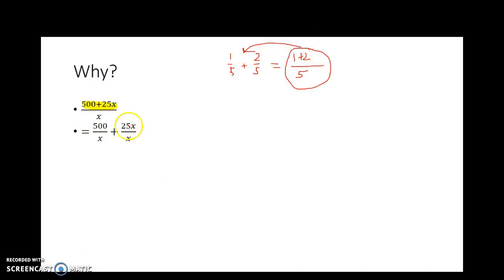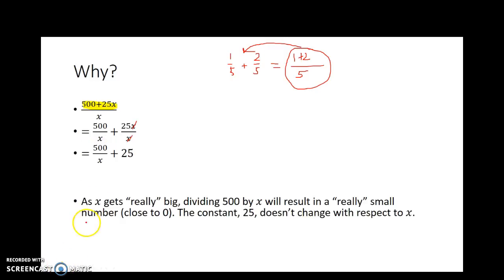Now, why are we doing that? Well, it turns out that now you have 25x over x, so those x's cancel each other out, and that leaves us with 500 over x plus 25. Now we need to make an argument here. As x gets really big, what happens to this? Well, if you take 500 and you divide it by a larger and larger number, then this fraction will become smaller and smaller. It'll approach 0. So regardless of what x is, this 25 doesn't change. It doesn't depend on x. So as x gets really, really big, this term approaches 0, and that means 0 plus 25 means that we expect in the long run to be paying $25 per year.